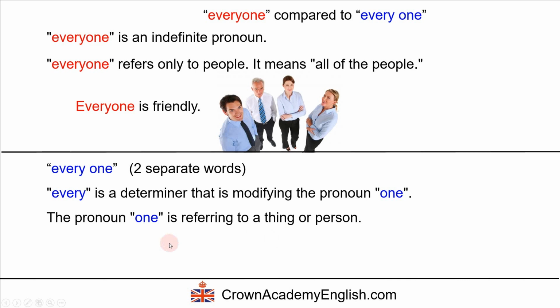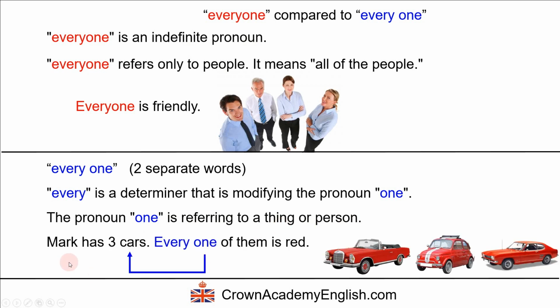So this is very important. This can refer to a thing, an object, or a person. Remember, everyone only refers to people, while this one refers to a thing or person. And most of the time, I would say it's a thing. The most common use is a thing. So let's look at an example. Mark has 3 cars. Every one of them is red.